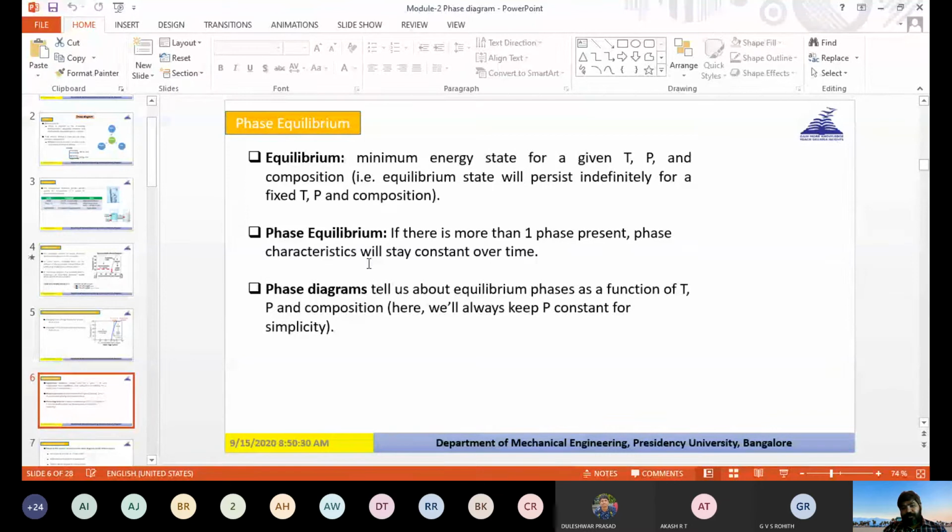So how can you define a phase diagram? It can tell us about the equilibrium phases as a function of temperature and composition. I hope these things are clear to you.